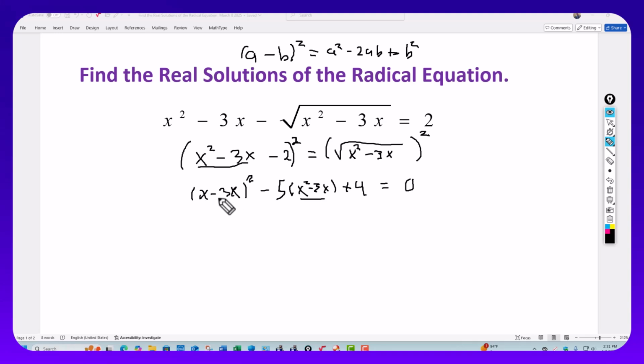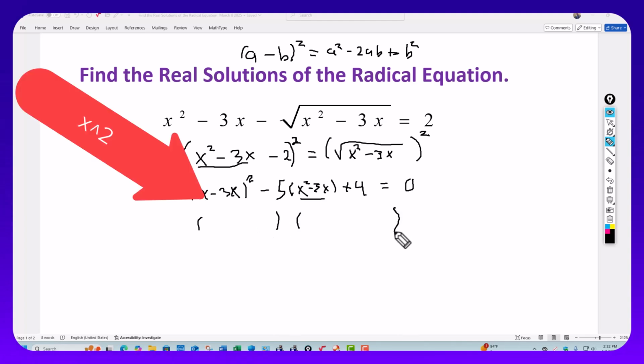Now I could use a substitution here, like we did in another video, and just make this a y. It's x squared minus 3x, and this is x squared minus 3x. I could call that a y, and a y, and then factor, say, y squared minus 5y plus 4. But I'm just going to leave it the way it is and just factor it. But you could use a substitution.